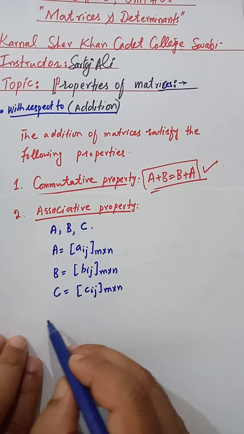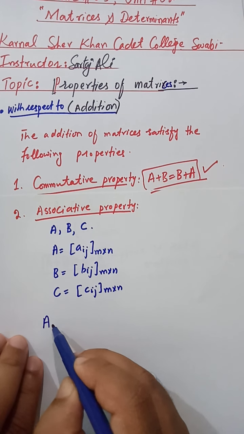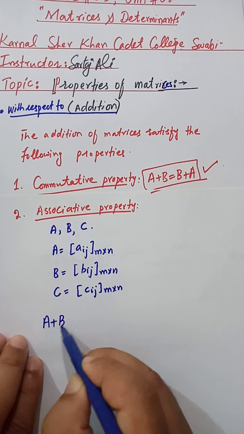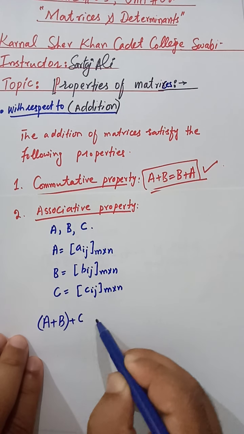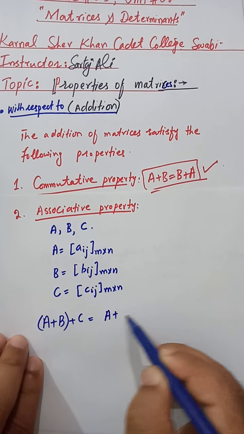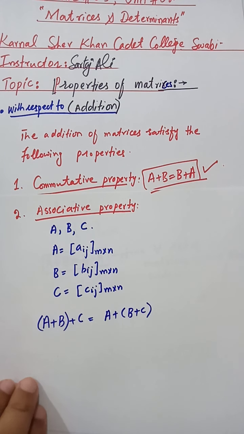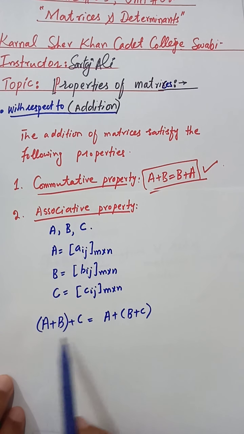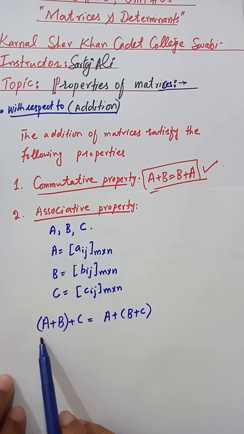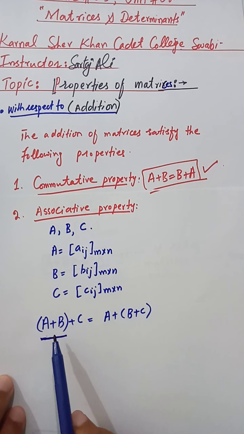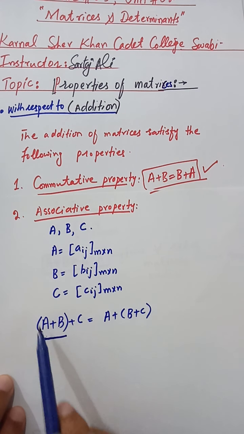So the associative property with respect to addition is (A + B) + C, which is equal to A + (B + C). This property is also true for all sets of matrices having the same order. And what this property says, I am discussing the left side of this property.